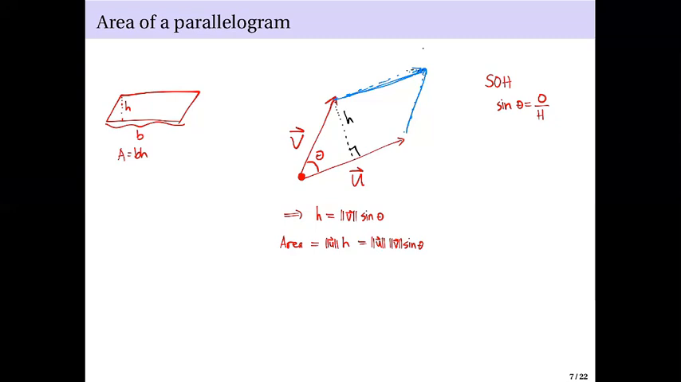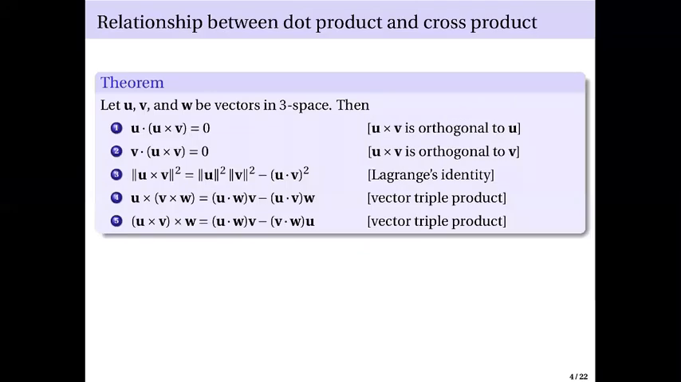Now, you might ask, how is this related to the cross product? And we have been talking about the cross product. Okay, look at this. Let us go back to that Lagrange identity that we know here. The norm of U cross V squared is equal to norm of U squared times norm of V squared minus U dot V squared.